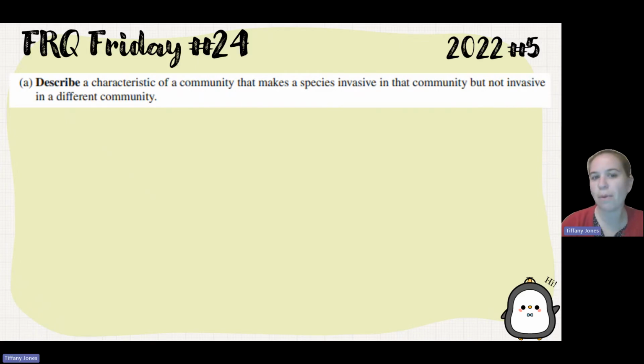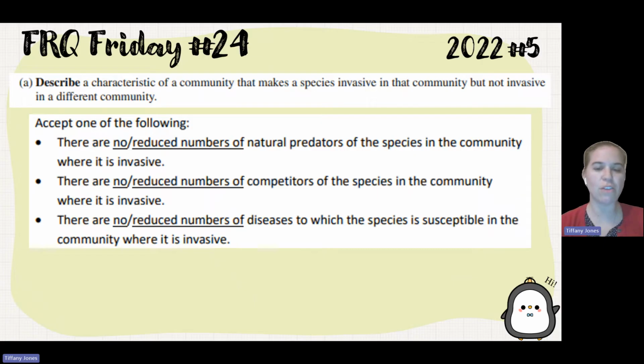Part A asks us to describe a characteristic of a community that makes a species invasive in that community, but not invasive in a different community. Since we've been given two different communities, they want to know how one species can be invasive here but not invasive here. Well, it has to do with the natural predators. If there are no natural predators, no competition and no diseases, then a species is going to be invasive in that community. But if the other community does have that predator, competition, or disease, that will make the species susceptible and limit its invasiveness.